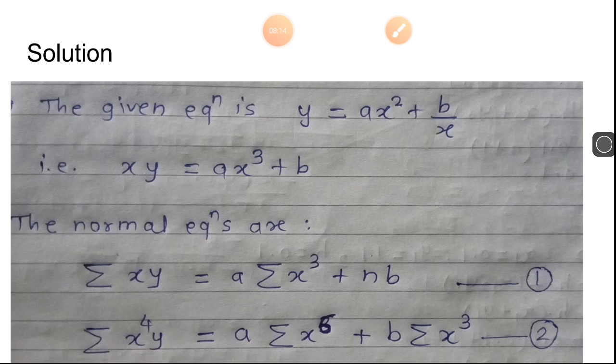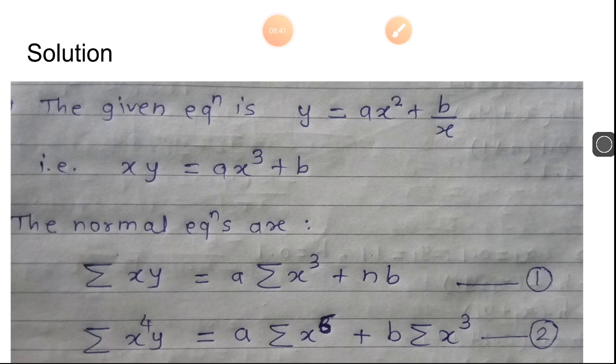And the second normal equation corresponds to constant a. The coefficient of constant a is x cube. So multiply entire equation by x cube. So the normal equation becomes summation x to the power 4 y is equal to a summation x to the power 6 plus b summation x cube. Now these are two normal equations.